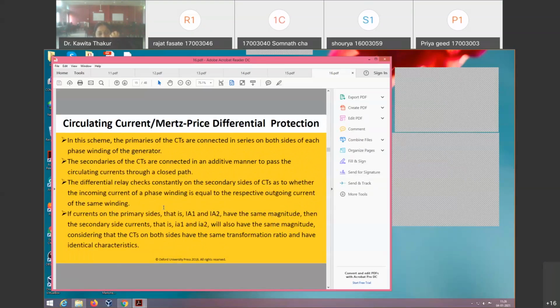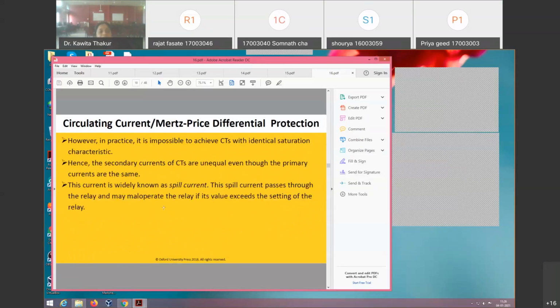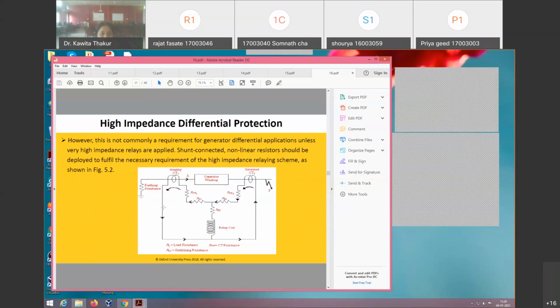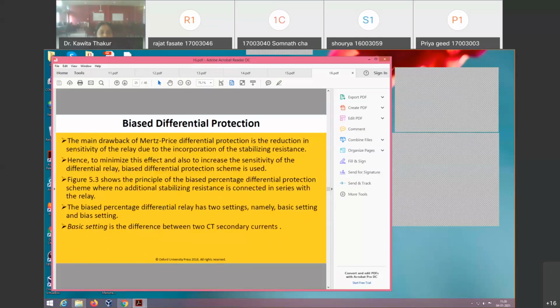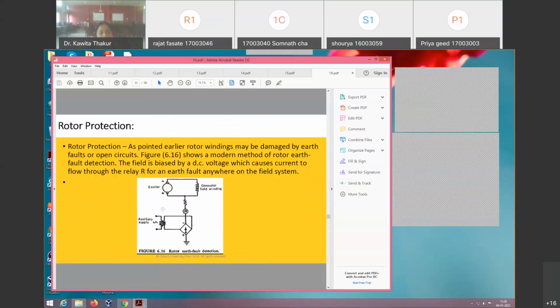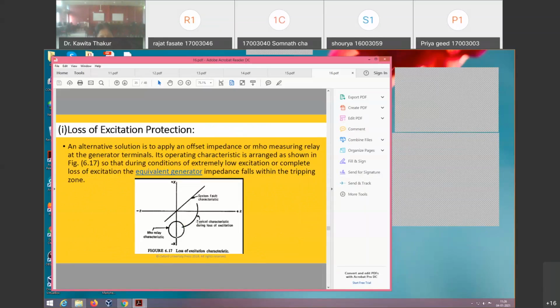Okay, main protection is differential protection. For abnormal running conditions, we have again different types of protection given to the generator. Okay, now in rotor protection we have the rotor earth fault relay. For loss of excitation we have this loss of excitation characteristic. We have offset mho characteristics applied for loss of excitation of the generator.